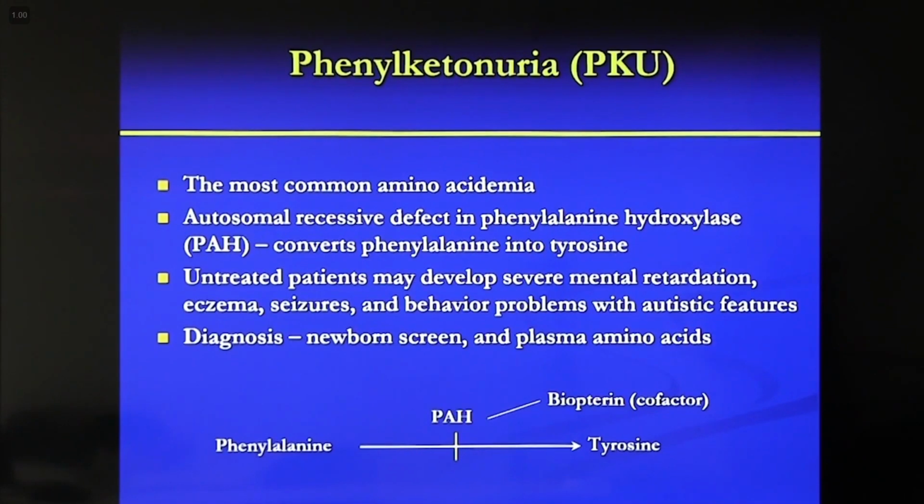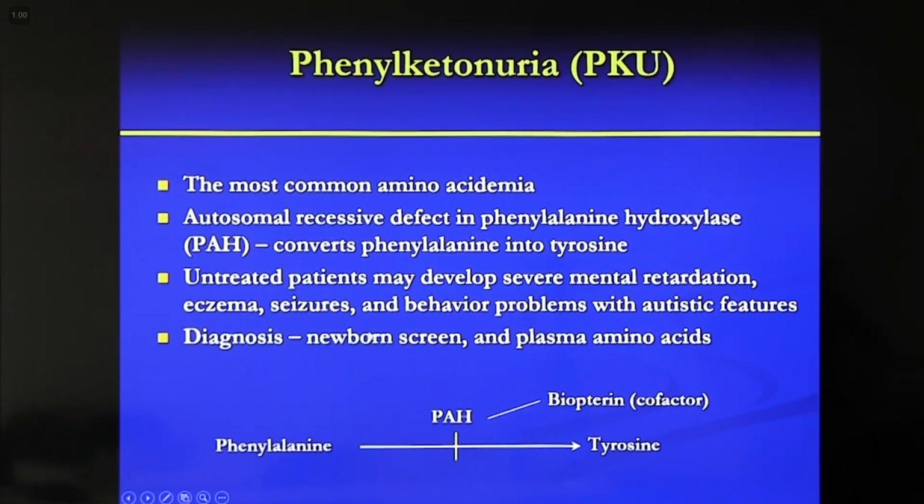PKU, this is a deficiency of phenylalanine hydroxylase. This converts phenylalanine to tyrosine. The cofactor is biopterin. The classic presentation is because you have very high phenylalanine levels. Phenylalanine is neurotoxic, especially in the fetus, but also in young children. So if you don't treat it in infancy, you get severe intellectual disability. And that's why this was the disorder that really got newborn screening started.